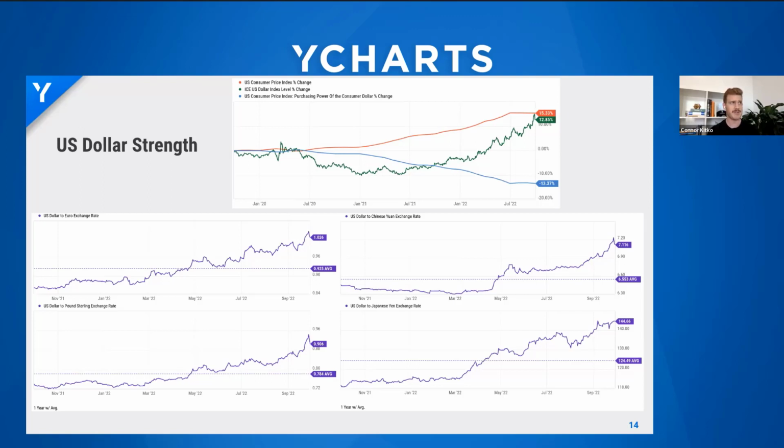And jumping up to this top chart at the top of our screen with the blue and green and red on it, we see that ICE US dollar index, which tracks the US dollar against a basket of international currencies, including those that you see on your screen. This ICE dollar index is steaming higher, even as CPI and consumer purchasing power look like they are plateauing relative to what we saw back earlier this year.